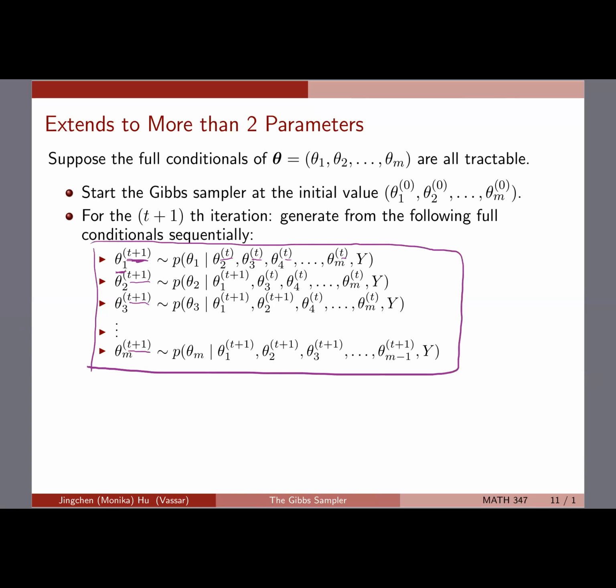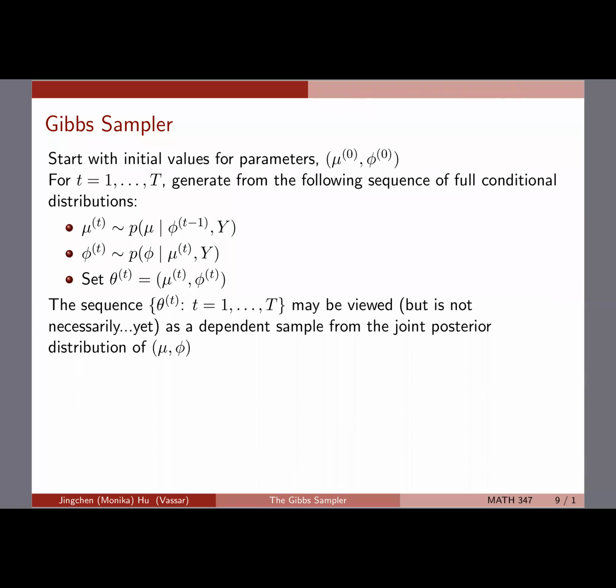And so then is that just one of your S's, and you do the process again with the same initial values? No. Good question. So in this particular setup, you start with some initial values, and t goes from 1 to capital T. This t will be the s that I was talking about, but it depends on the notation that you use. So for a particular time point t or iteration t, I'm going to get mu t from phi t minus 1. And then from the newly drawn mu t, I'll be able to get phi t. And this will be the combo at time t.